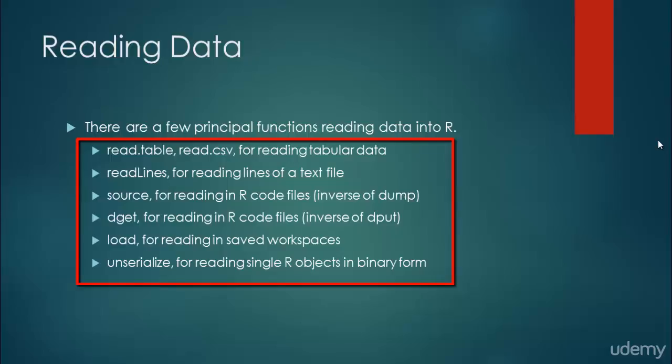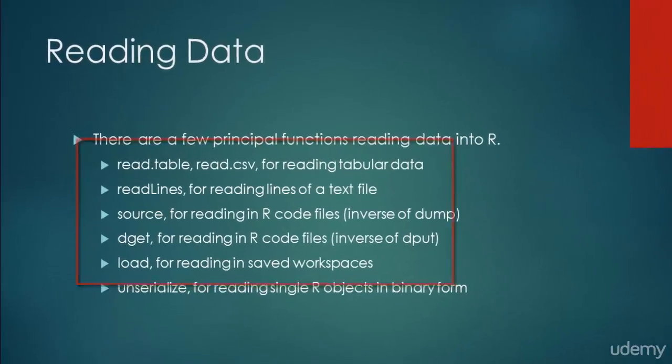And dget, for reading in R code files. This is the inverse of dput. I'll tell you later what that is. And load, for reading in saved workspaces. And unserialize, for reading single R objects in binary form. Let's say you have an object in R. This unserialize will help you to read those objects in binary form.